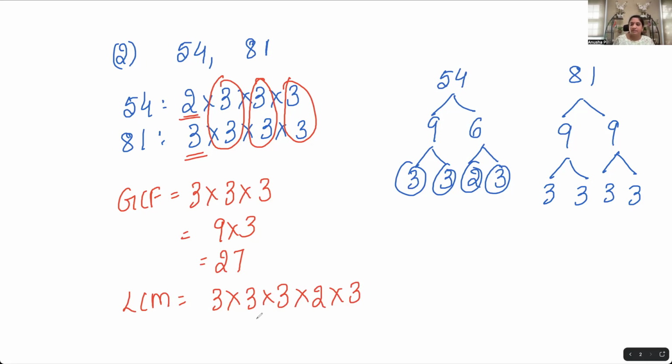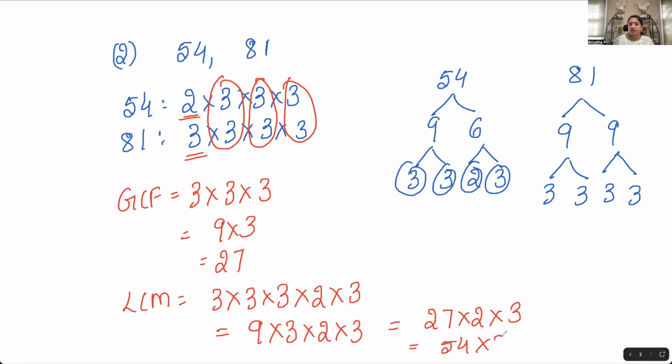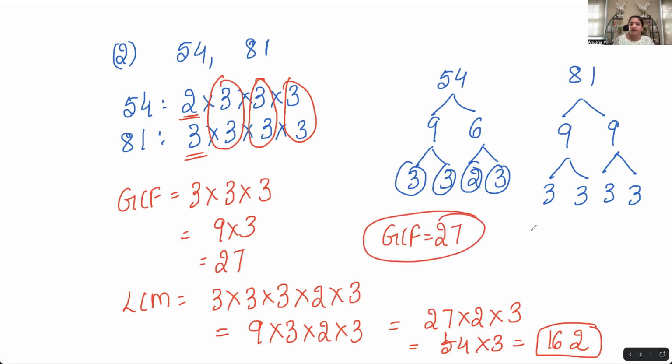3 times 3 times 3: 3 times 3 is 9, 9 times 3 is 27. 27 times 2 times 3. 27 times 2 is 54. 54 times 3 is 162. So the GCF is 27 and LCM for these numbers is 162.